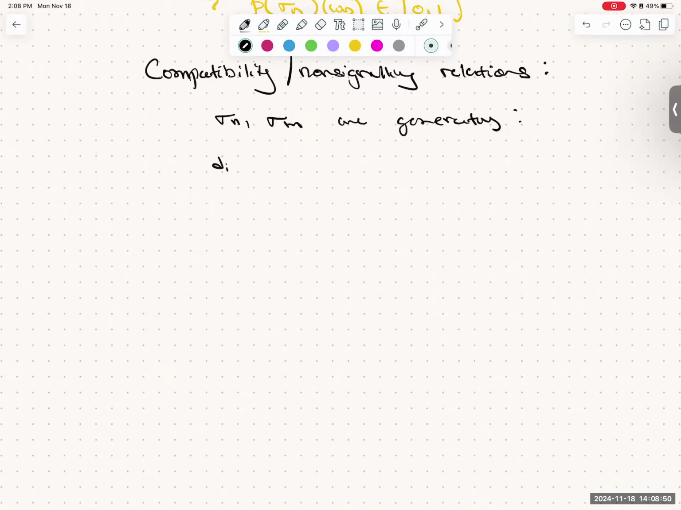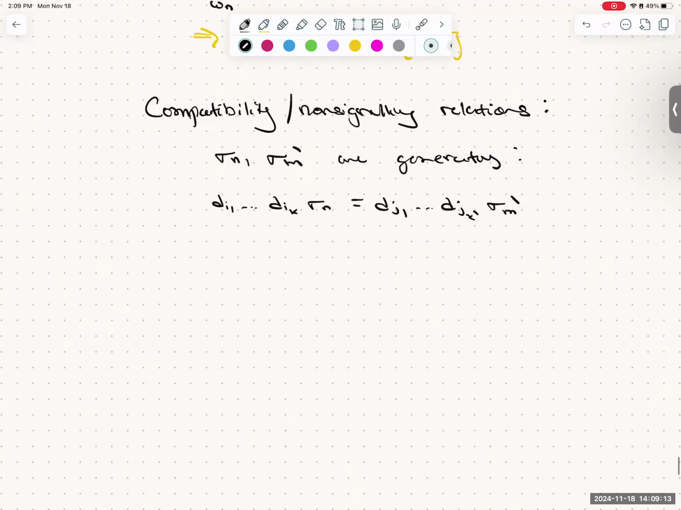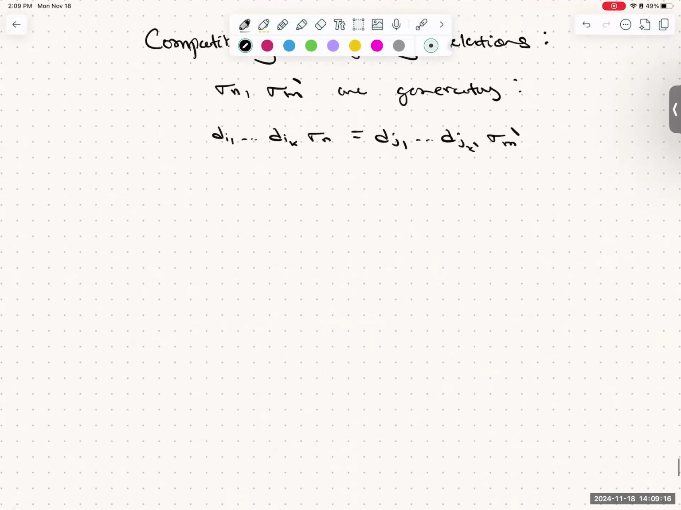If we have something like this, d_i1 through d_ik of sigma n is equal to d_j1 all the way to d_jk prime of sigma m prime. I will put a prime there. So that imposes some sort of relation on my probabilities.